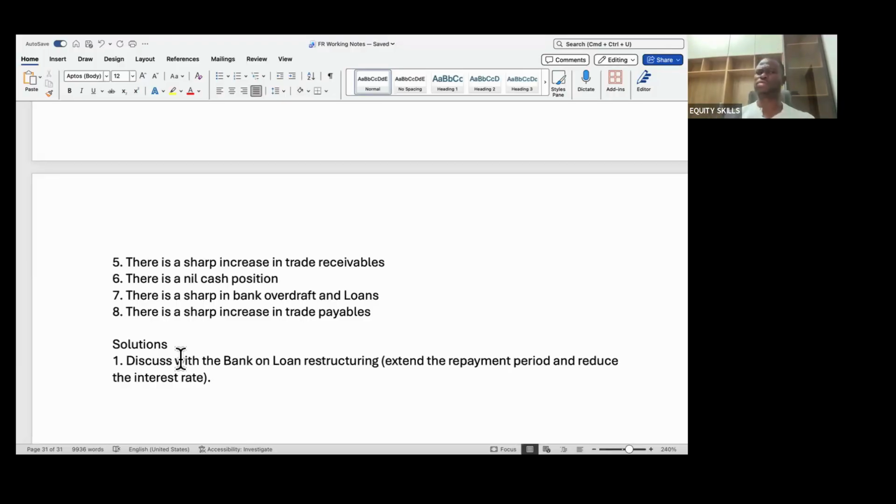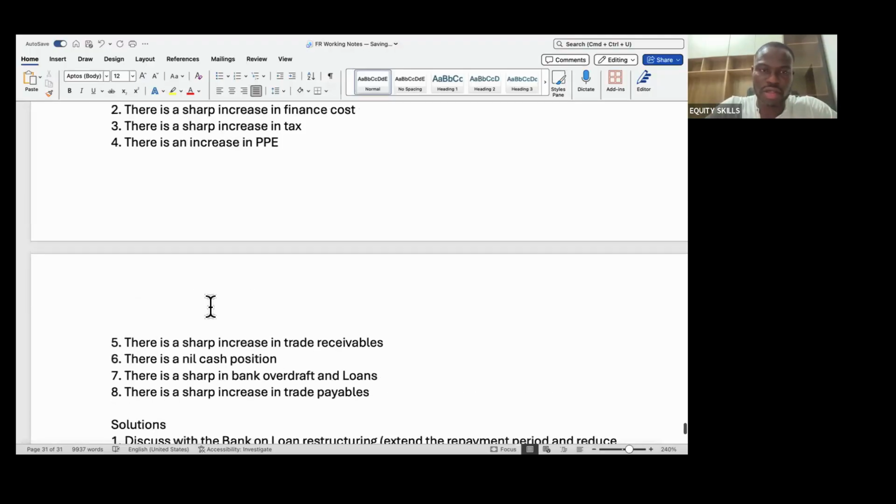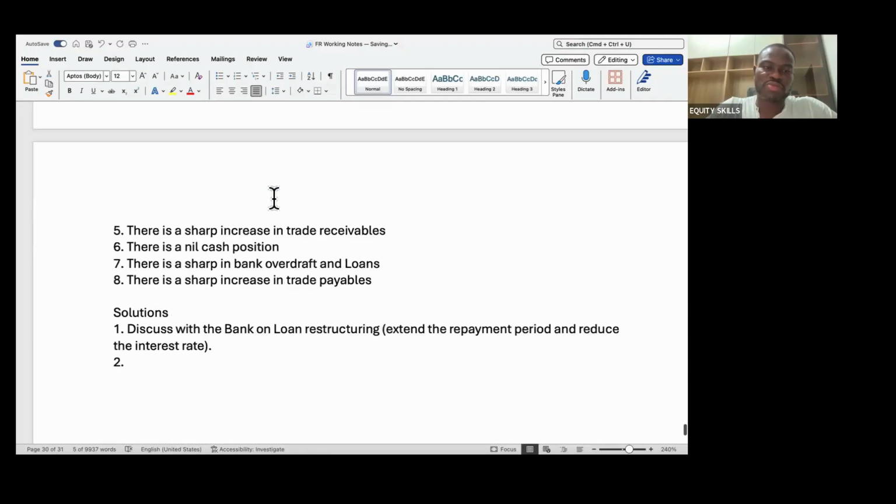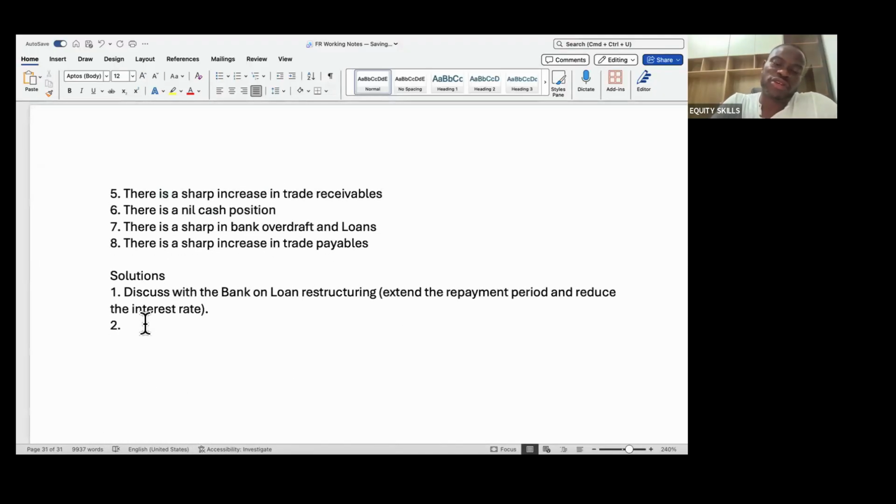But your principal, of course, nobody is going to reduce that, except you want the bank to close down. They have given you other people's money, so it's not possible that they will not collect their principal. Otherwise, they will just liquidate some of the assets that they have as collateral to recover their loan. So it's important you have a sit down with them, so they can help you extend the repayment period and also reduce the interest.